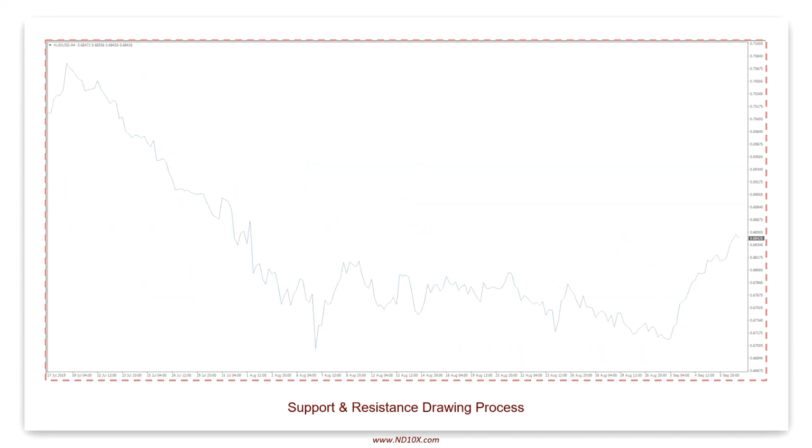Now, once we are done with the daily chart of the Aussie dollar, we just move down to a smaller time frame.